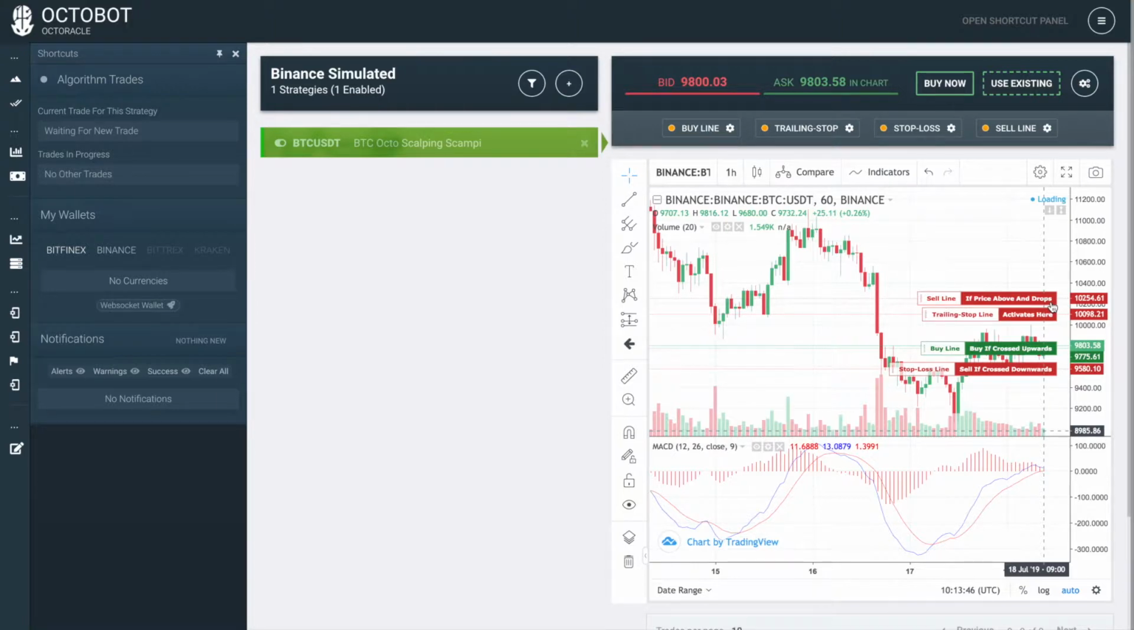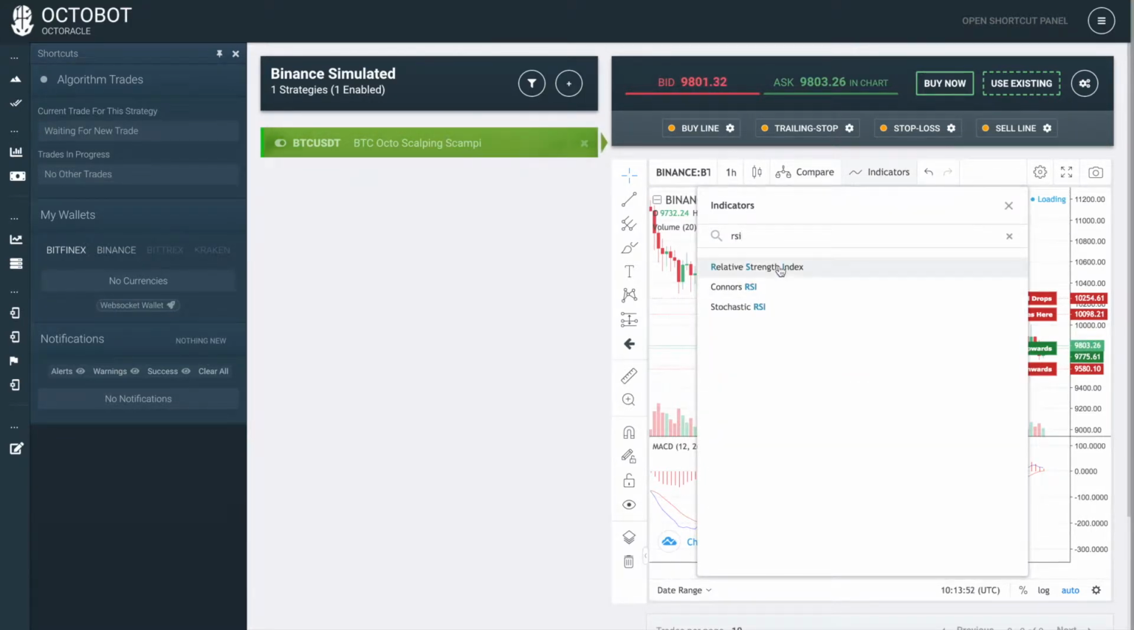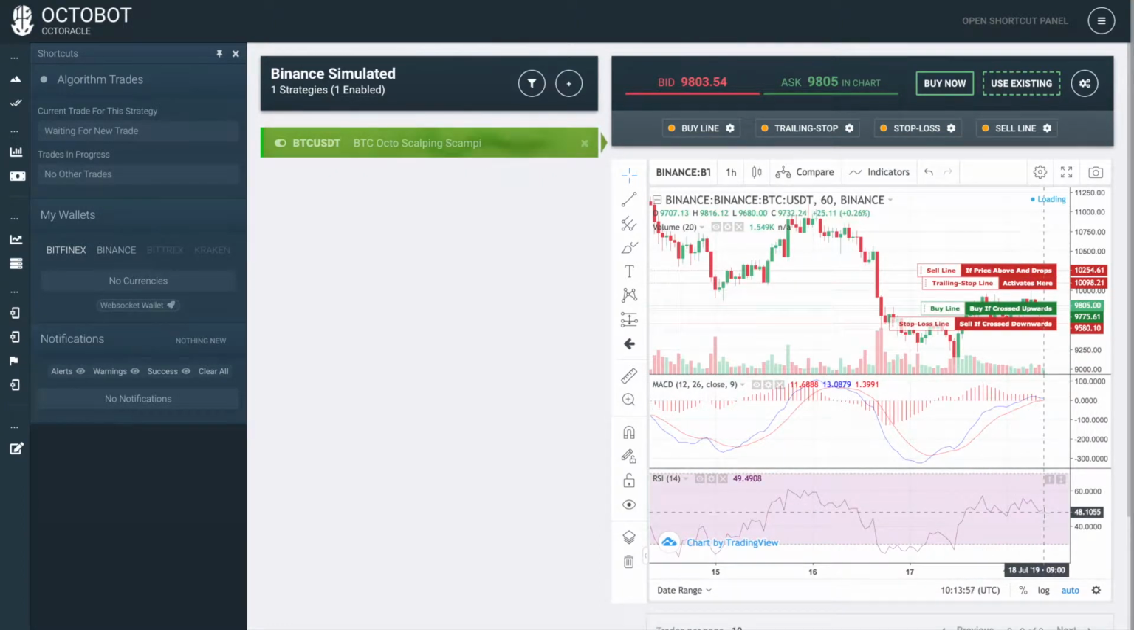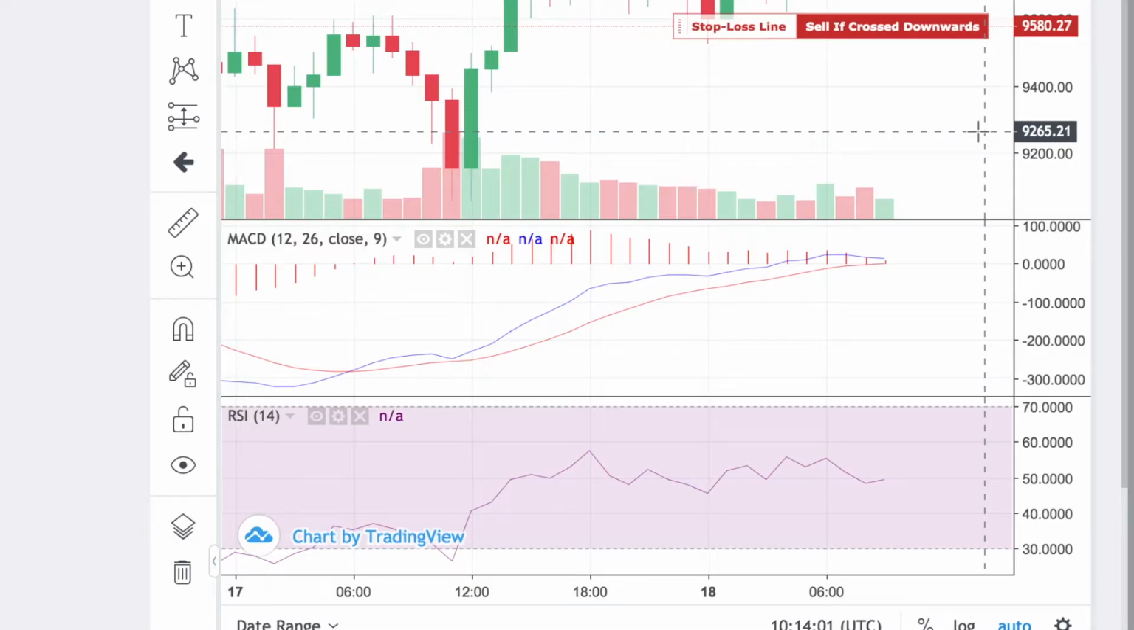Let's find out. First, click indicators on the upper panel of the trading chart, type RSI and click on the Relative Strength Index indicator that appears in the drop-down menu. Close the indicator menu. You can see the RSI panel below the MACD panel. You can see the RSI is sitting around 50. A quick note is that all assets with an RSI under 30 are considered oversold, while all assets above 70 are deemed overbought.